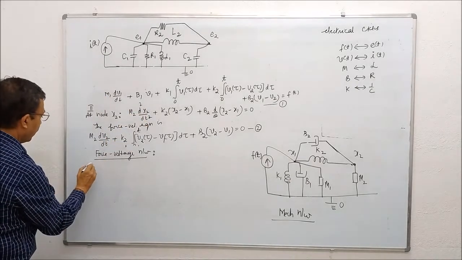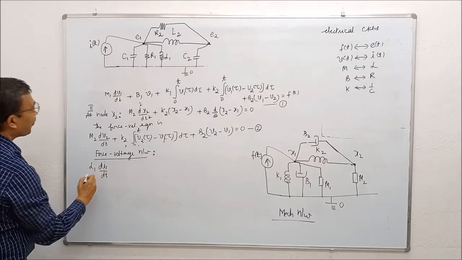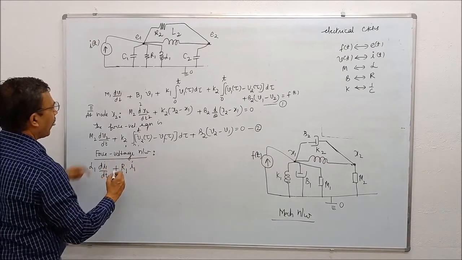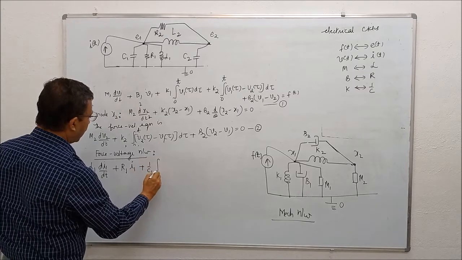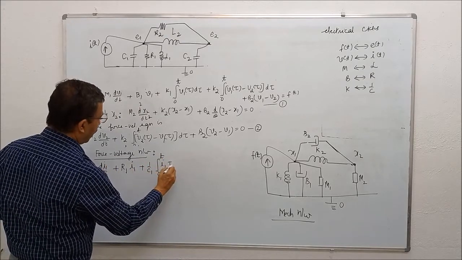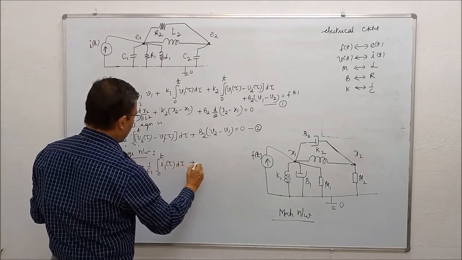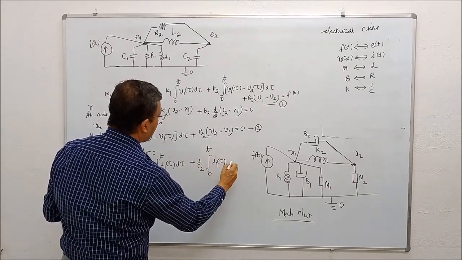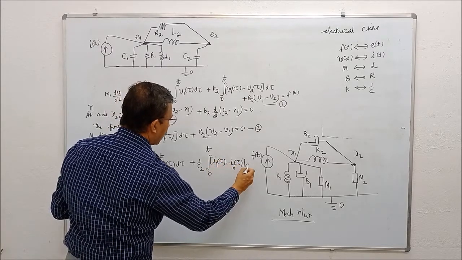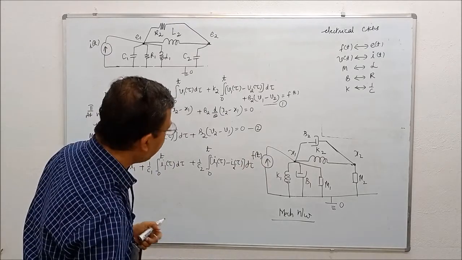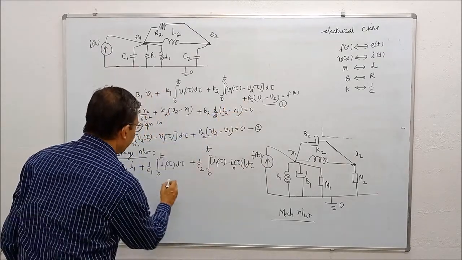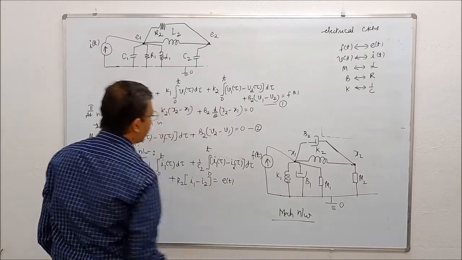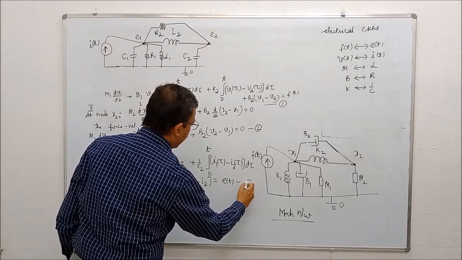M1 is replaced by L1, V1 is replaced by I1, B1 is replaced by R1, V1 is replaced by I1, K1 is replaced by 1 by C1, integral 0 to t, I1 of tau d tau, plus 1 by C2 integral 0 to t, I1 of tau minus I2 of tau d tau, plus R2 into I1 minus I2 equal to E of t. This is equation 5.